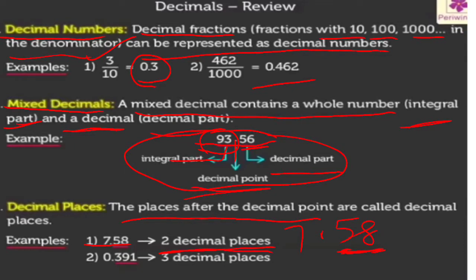And in the next number, 0.391 becomes 3 decimal places. After the decimal they have given 3 numbers: 3, 9, 1. 3 digits are there. So we can say that it is 3 decimal places.